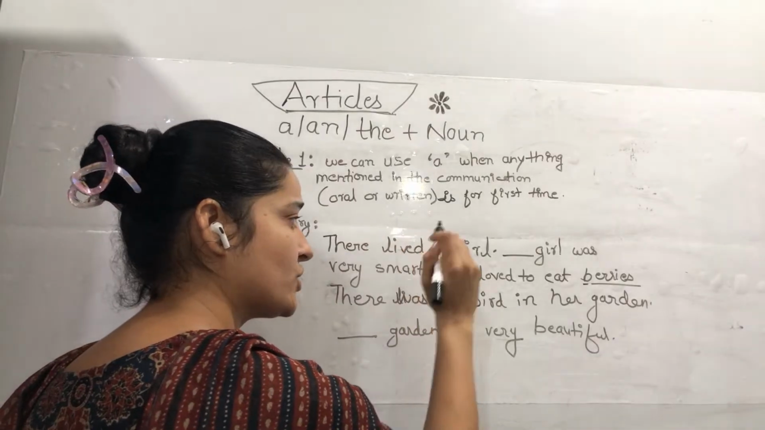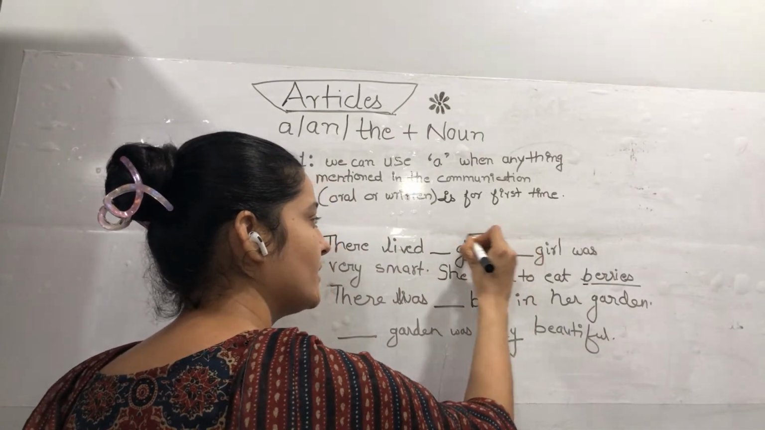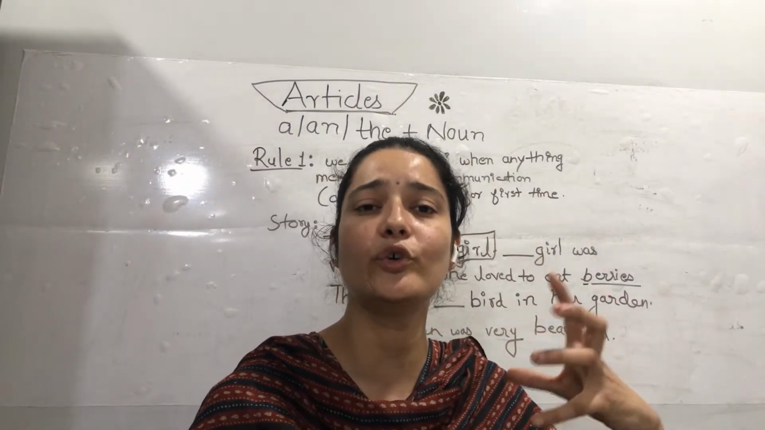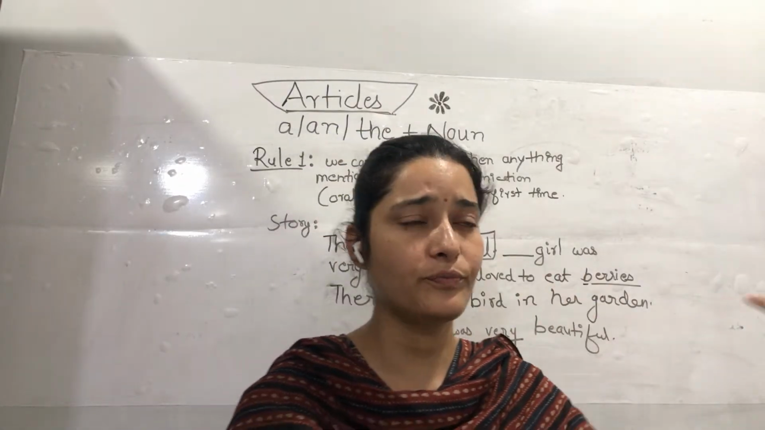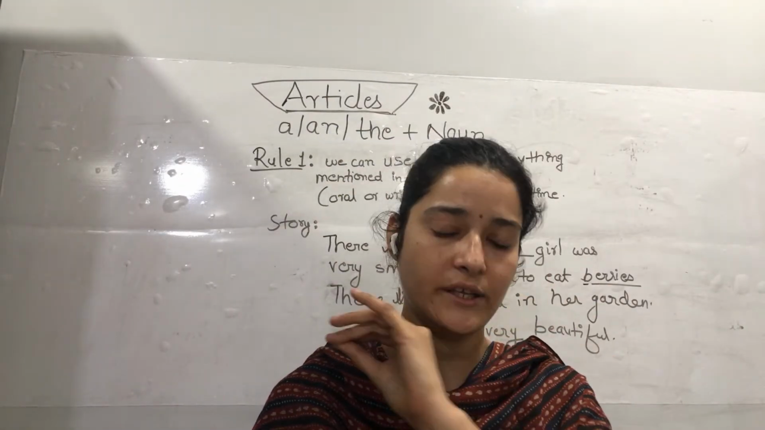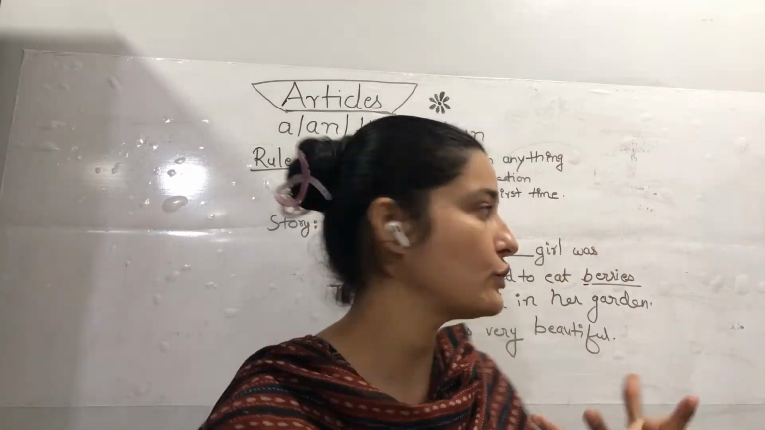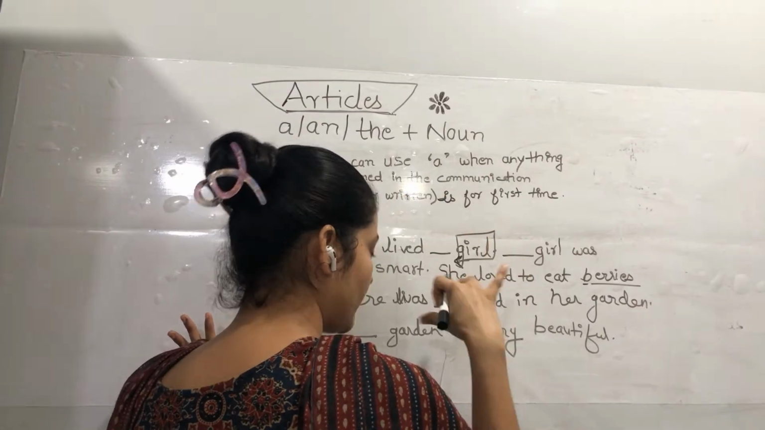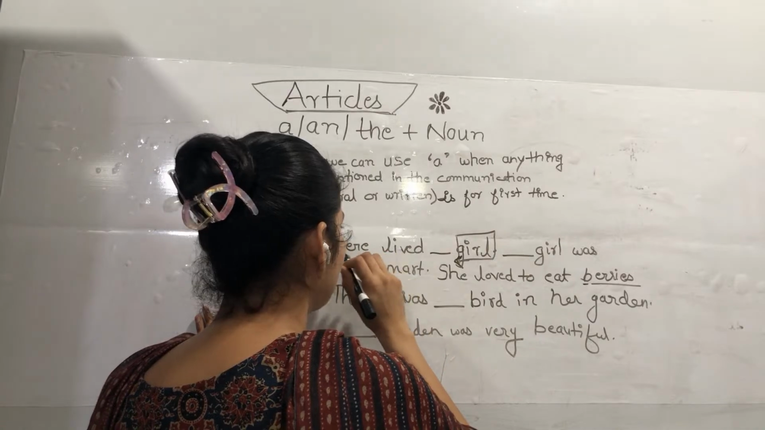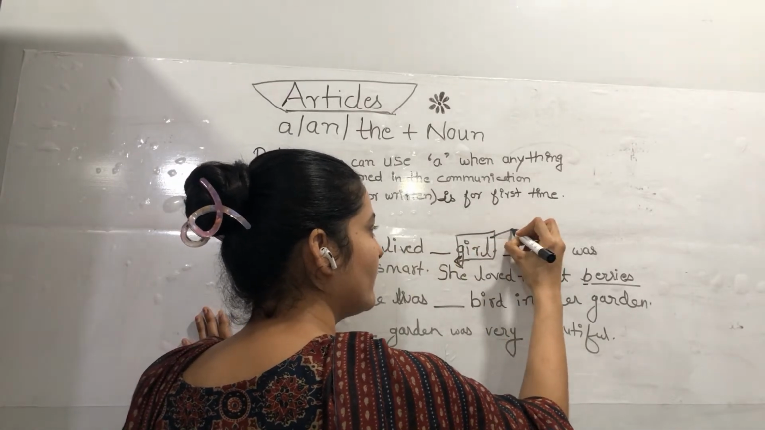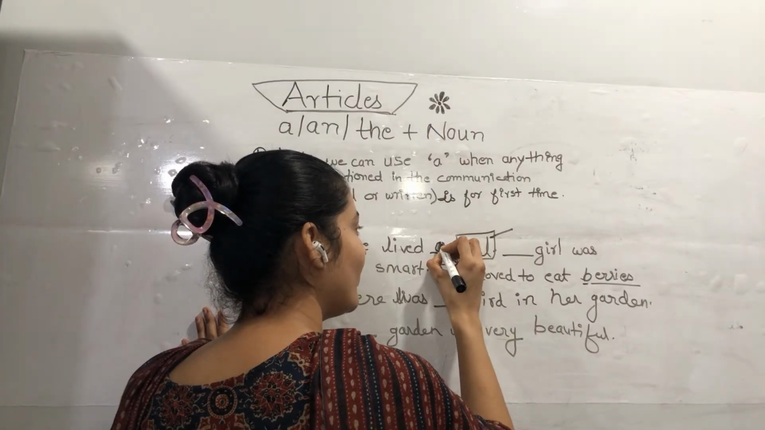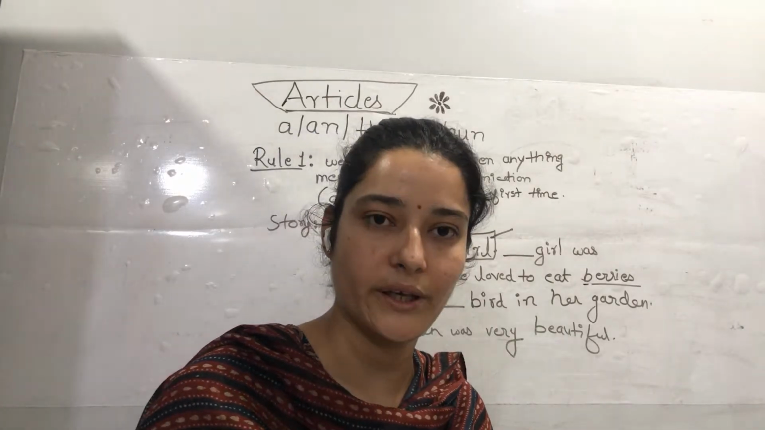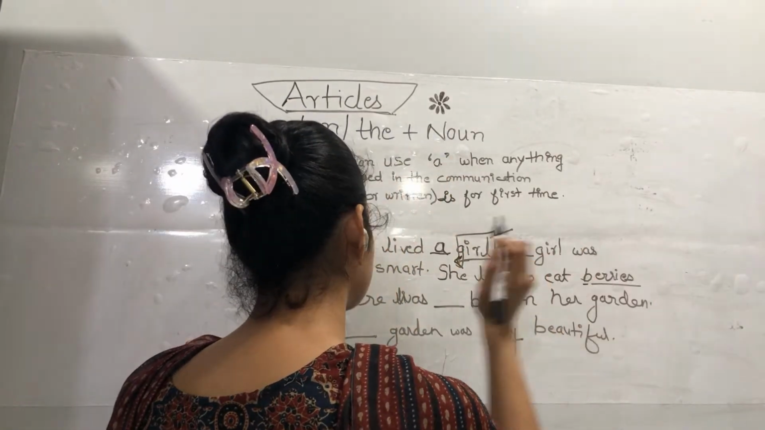So, there lived dash girl. See, girl is a noun. If the name of any person is a noun, the title given to it is also a noun. For example, if the Prime Minister's name is mentioned, Mr. Anything, the title Prime Minister is also a noun. So girl is there. The name is not mentioned, but that is a title given to girls of some particular age. There lived girl, but it is a singular noun, so I will use a. And one thing more, why I'm using a is because I am not aware which girl I'm talking about. So, dash girl was very smart.